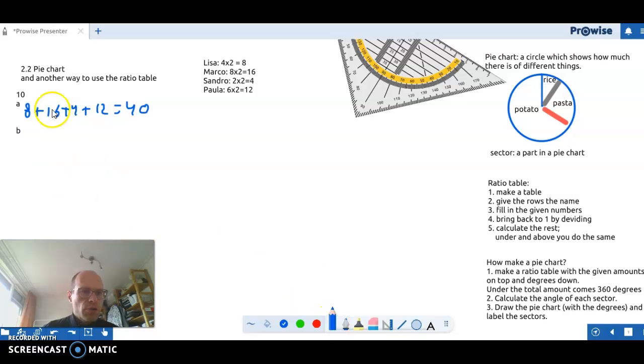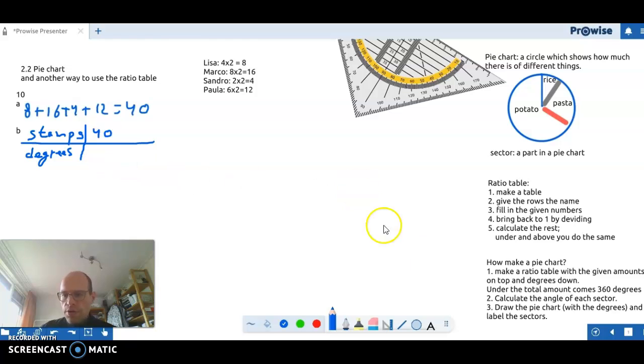So stamps, and down is degrees. This time always degrees, this paragraph. If you need to make a pie chart, degrees is always on the bottom. We're going to fill in what is known, so the maximum is 40 and under 40 is always 360 degrees.